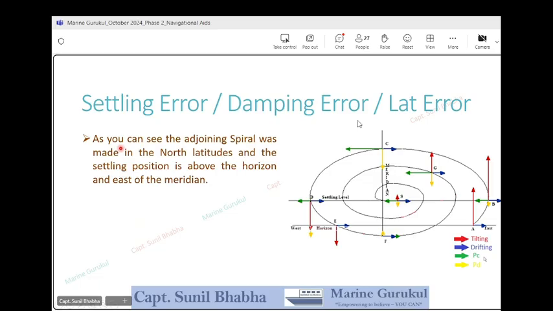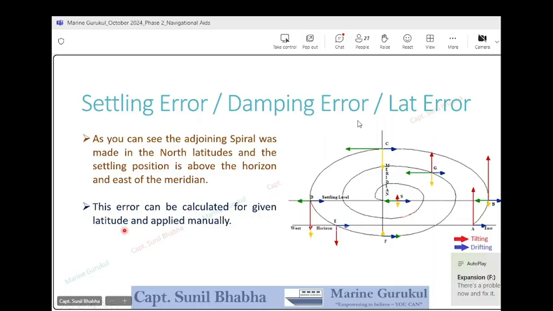So as just now discussed, we can see the adjoining spiral made in the northerly latitudes, and the settling position is above the horizon and east of the meridian. Now this error can be easily calculated for a given latitude and can be applied manually if required.